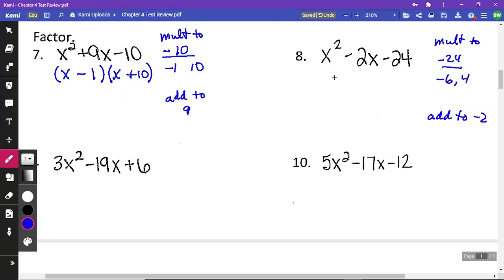Those will work. So those are the numbers that we put in our binomials. That is, the negative 6 goes in the first binomial, x minus 6, or the second one. It doesn't really matter which is which. And in the other binomial, x plus 4. And that's that one. All right.